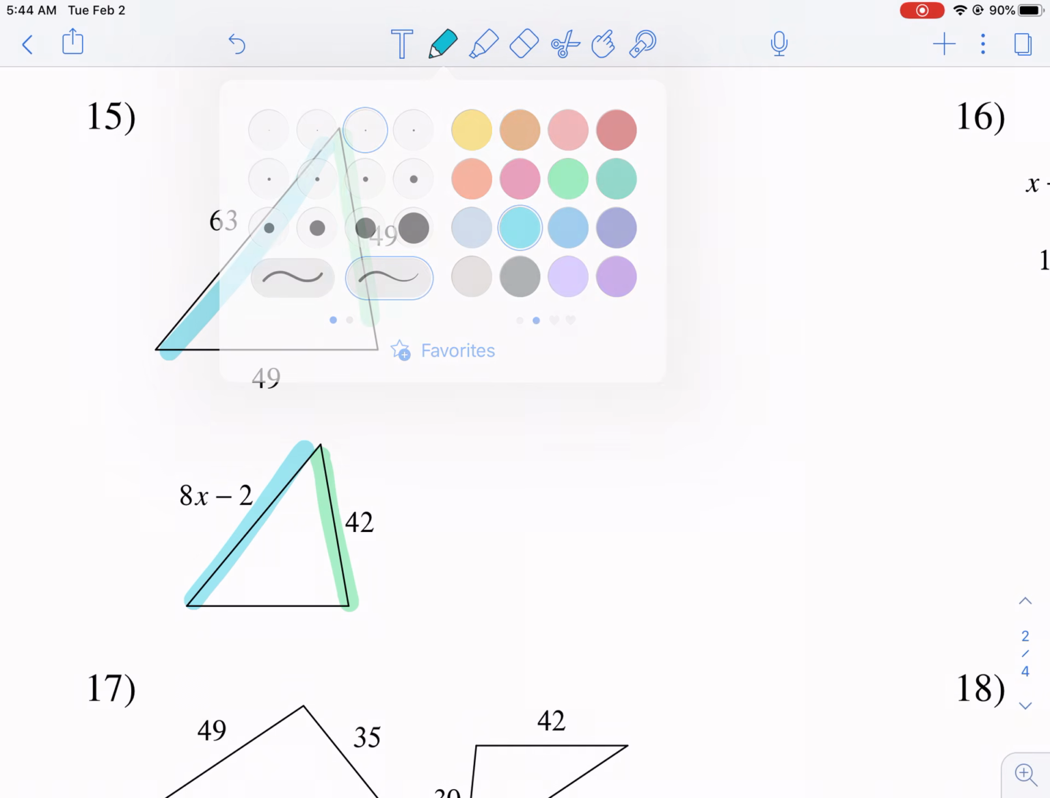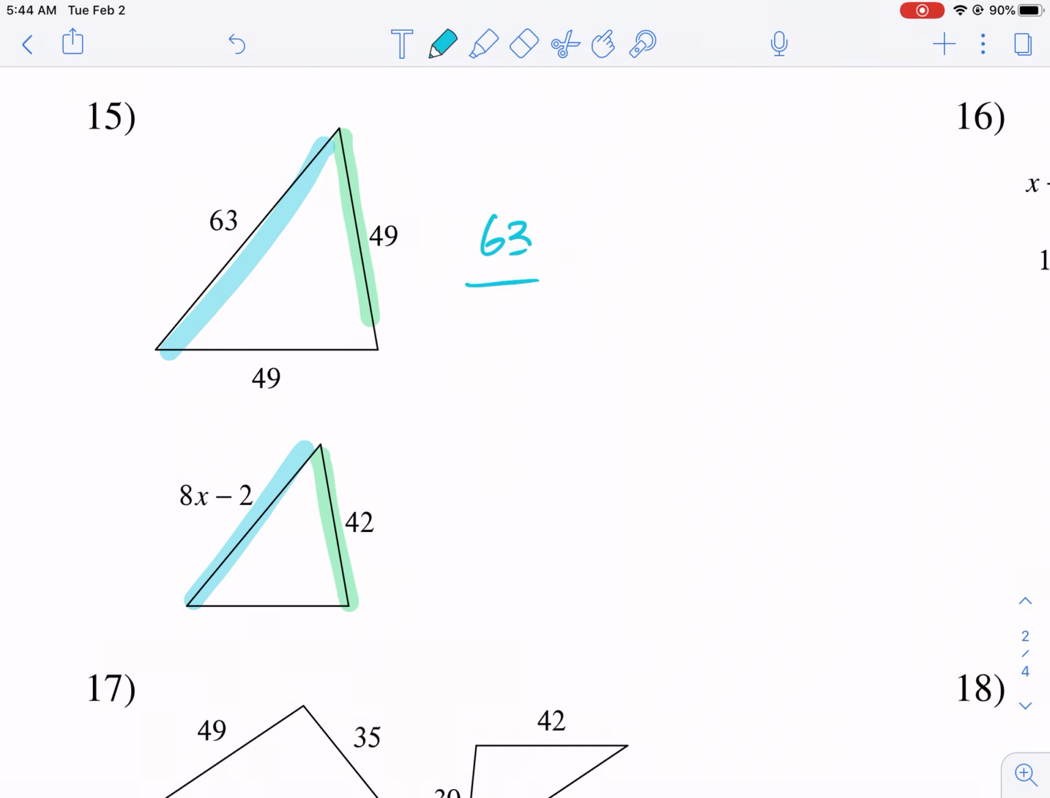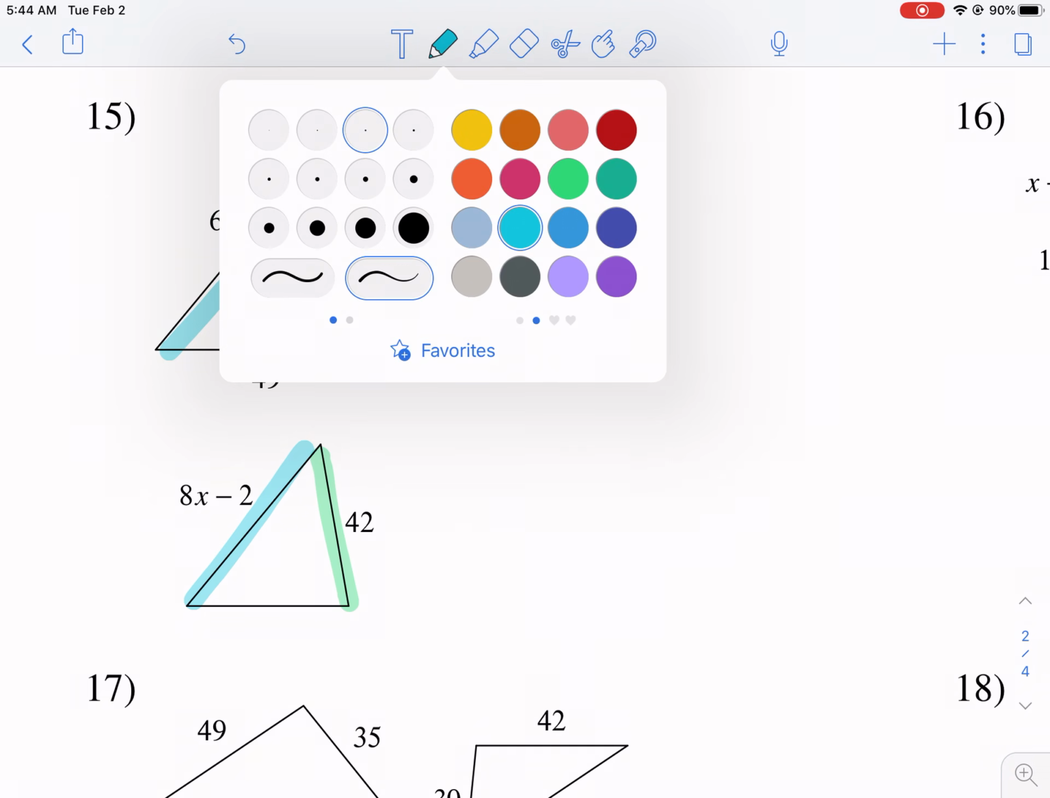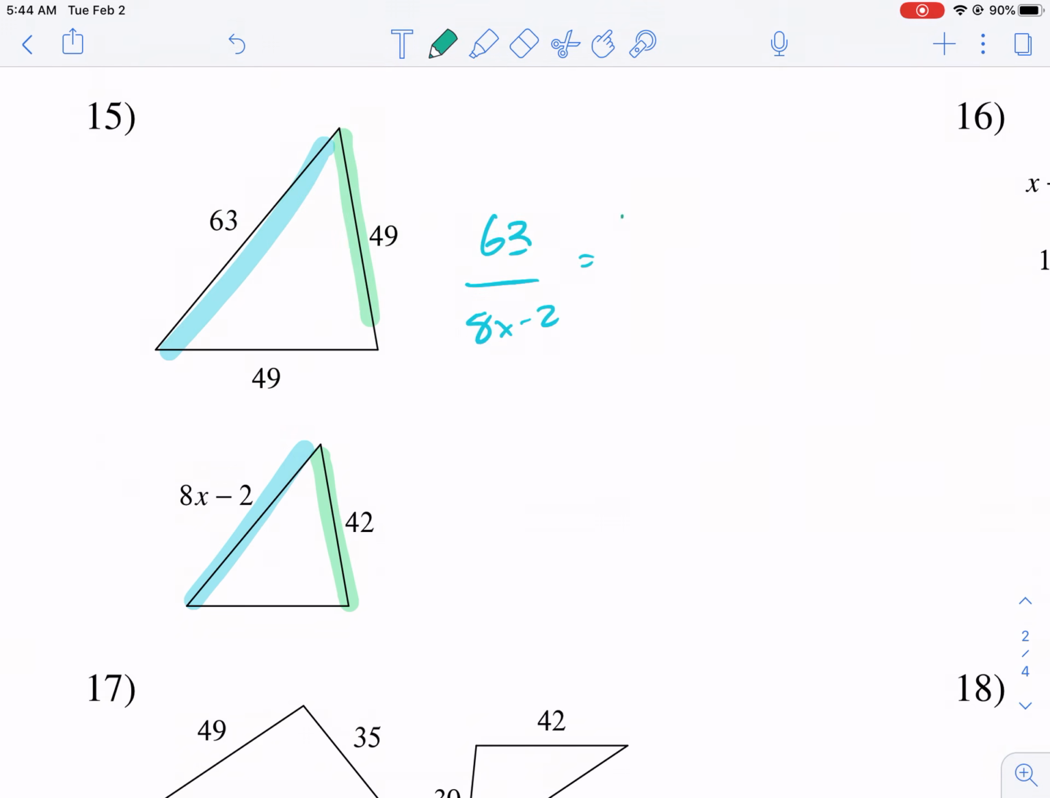minus 2. So what I'm going to do is say 63, the big shape, over the small shape, is equal to the big shape over the small shape. So 49 over the small shape, 42. And then I can cross multiply. We're going to have some big numbers here, but that's okay.